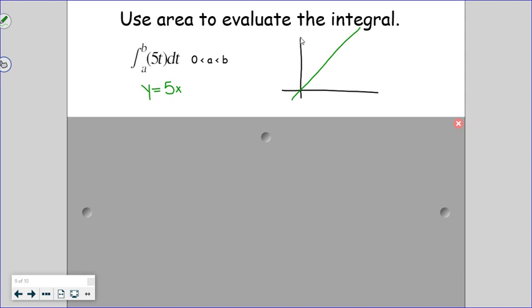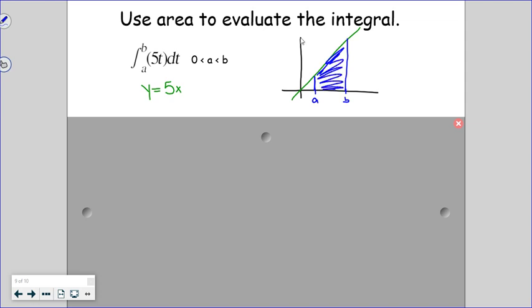And I'm supposed to find the area under that curve from a to b. So starting at some a value and stopping at some b value, both of which are positive and b is bigger than a. And the integral says I find the area under that curve in that region. Okay, so this part right here is what I'm finding.